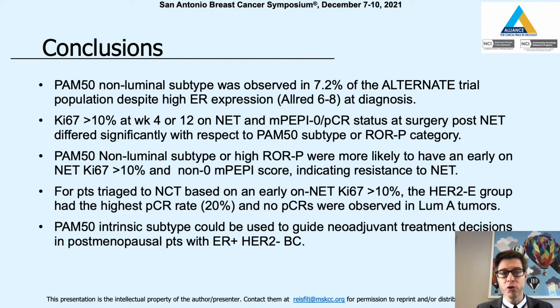I did not have time to show you here, but for the patients triaged to neoadjuvant chemotherapy on the basis of a high Ki67, they observed that there was no pathologic complete response in luminal A breast cancers, and the highest rate was observed in the non-luminal subtypes. Taken together, the PAM50 intrinsic subtyping may perhaps provide information that can be an ancillary information for decisions related to the use of neoadjuvant chemotherapy in patients with ER-positive, HER2-negative breast cancers.